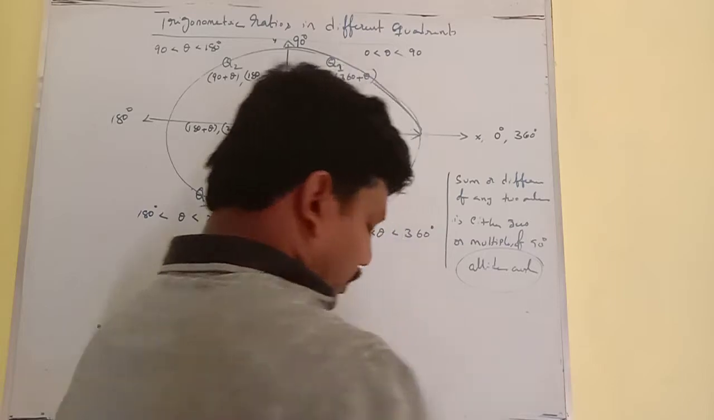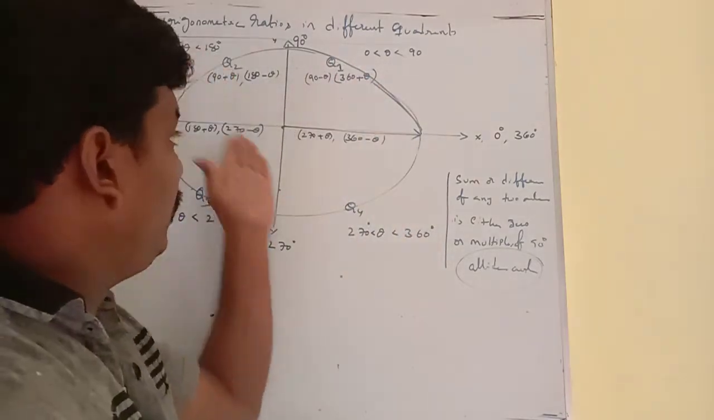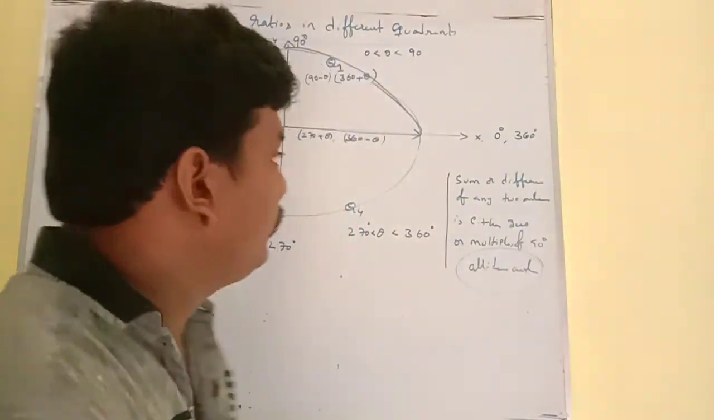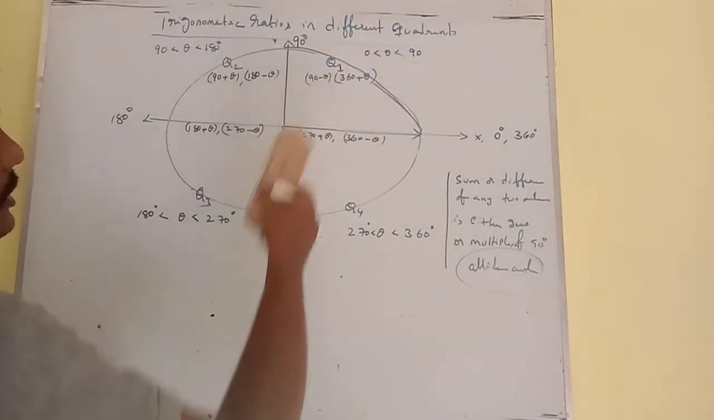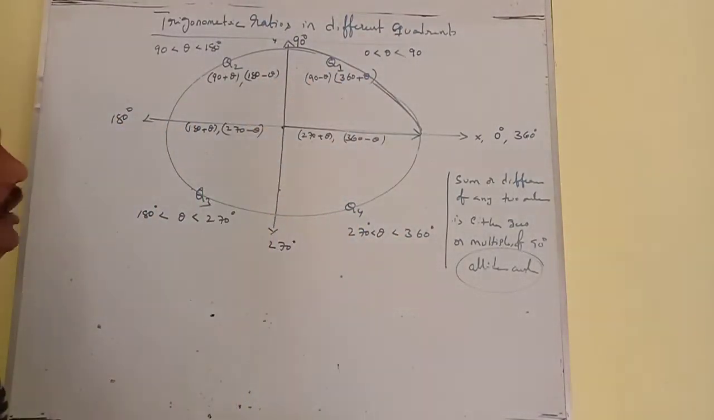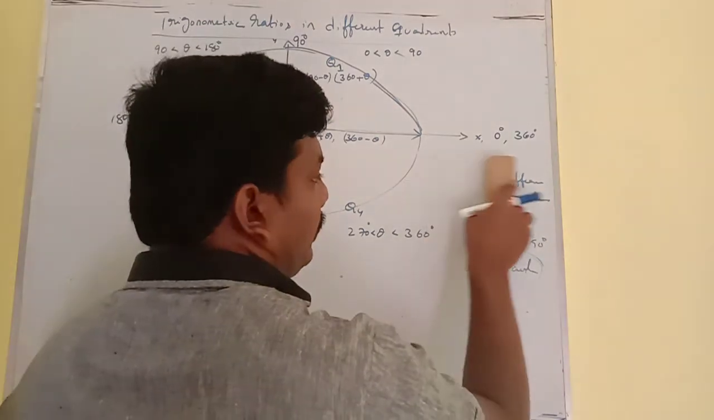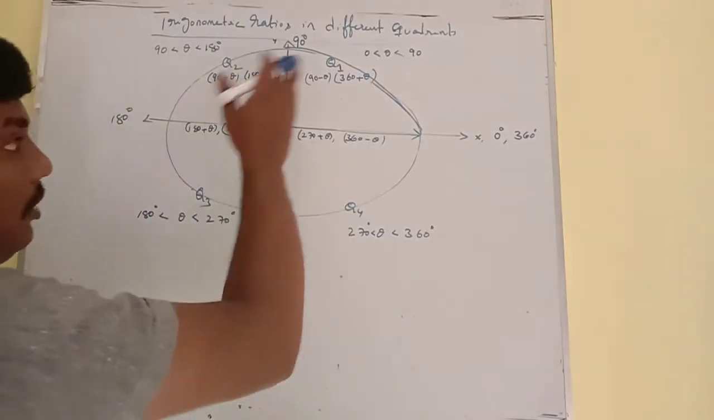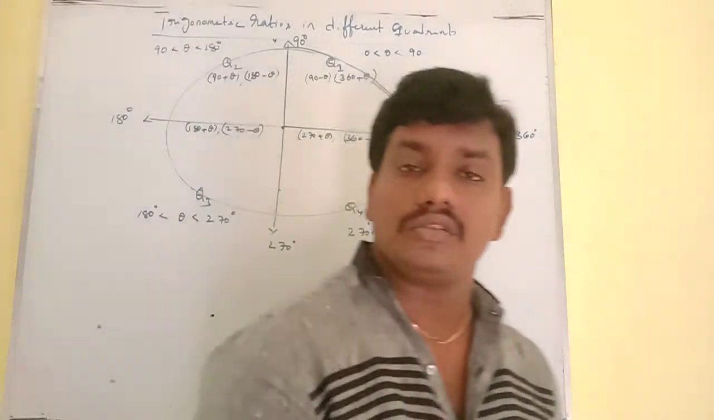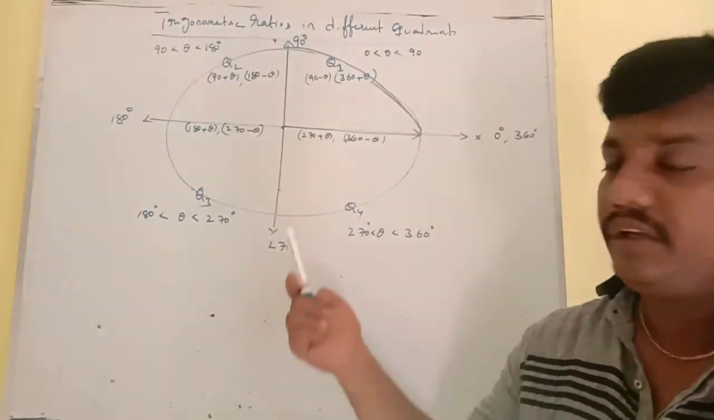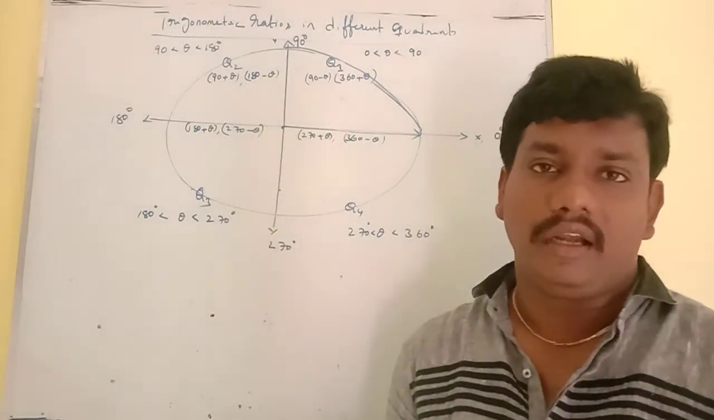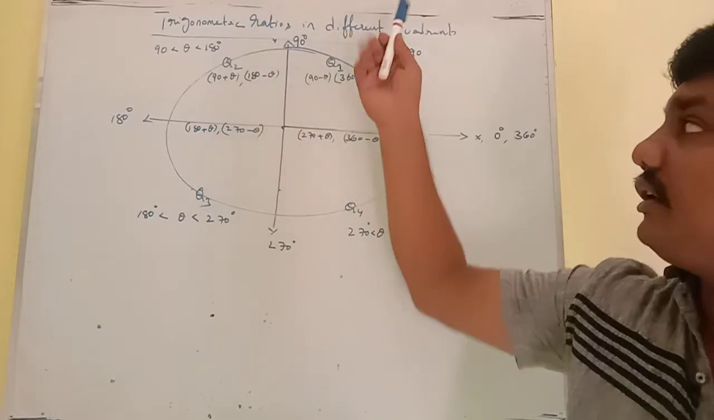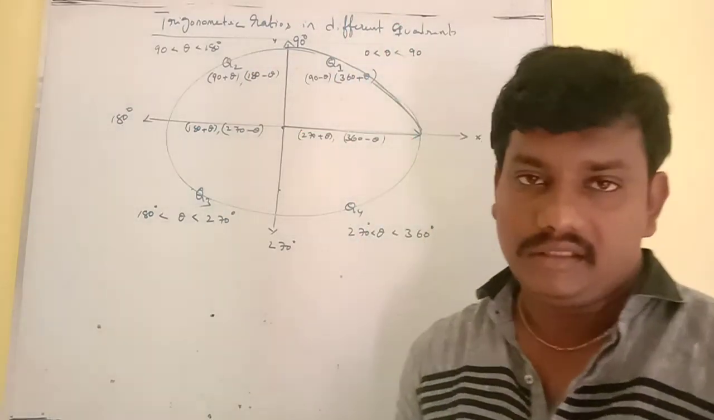So very important. Here allied angles are formed, because every angle is a multiple of 90, or the difference is either 0 or a multiple of 90. This is called allied angles. So we are calling this concept trigonometric ratios of allied angles also. In different quadrants, in each and every quadrant, the angles formed are called allied angles. That's the reason why we are calling it trigonometric ratios of allied angles.